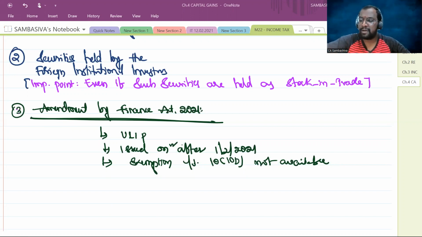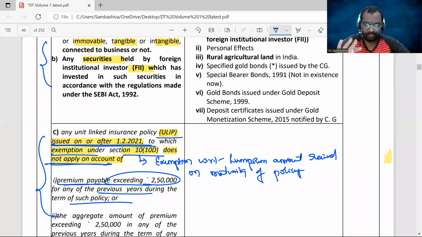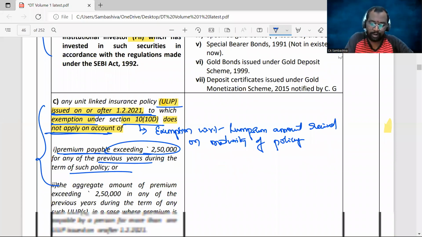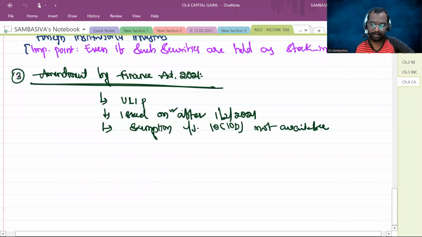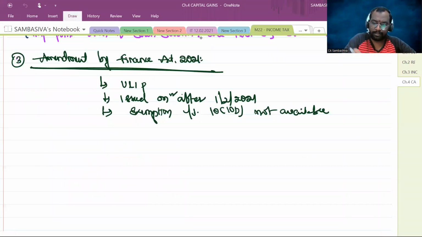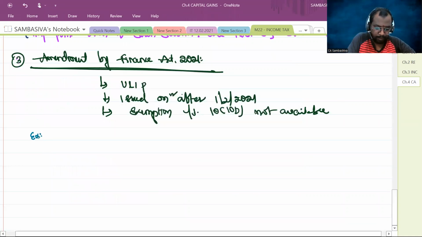And why are we not giving exemption benefits, sir? Because of the following reasons. What are the reasons? Number one, the premium payable exceeding 2,50,000 rupees for any of the previous years during the term of such policy. That means, let us take an example. Suppose that Mr. X invested in ULIPs.